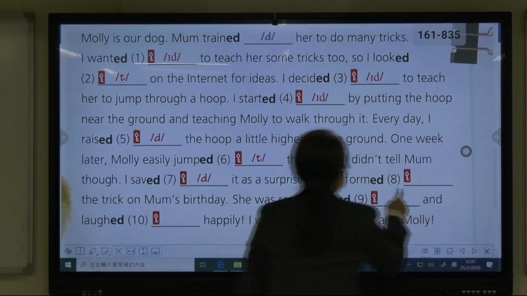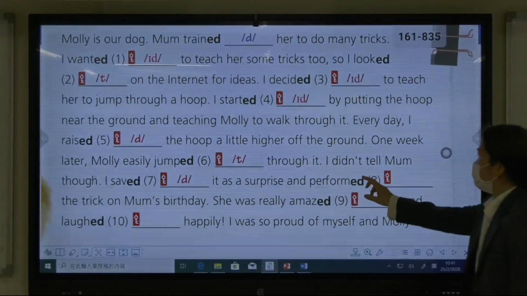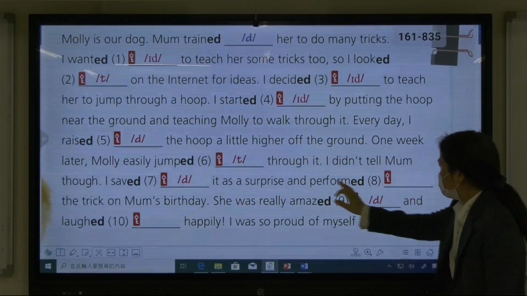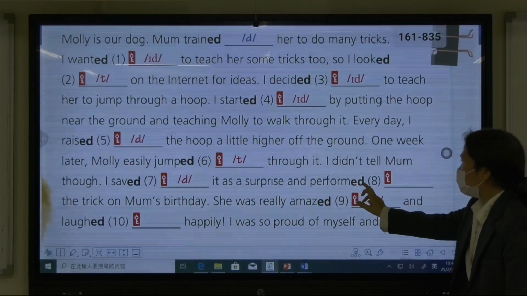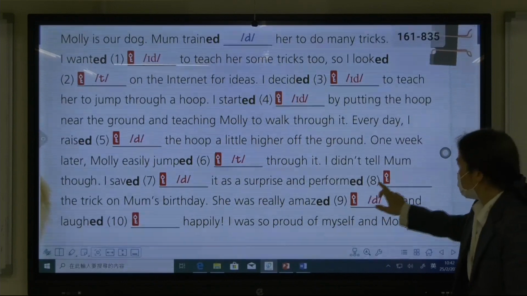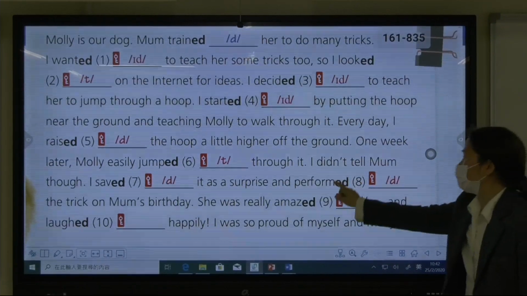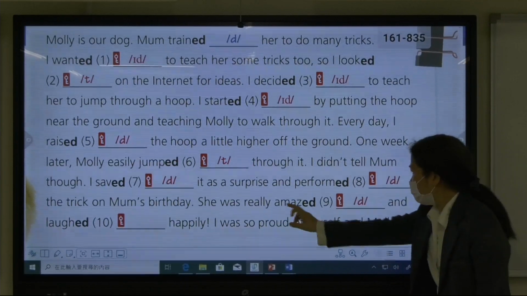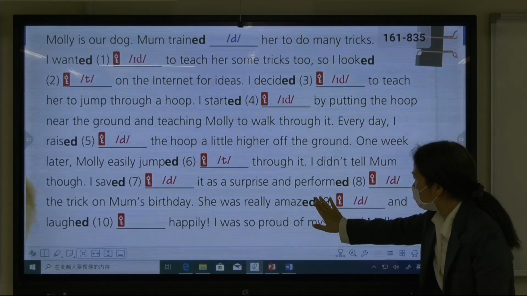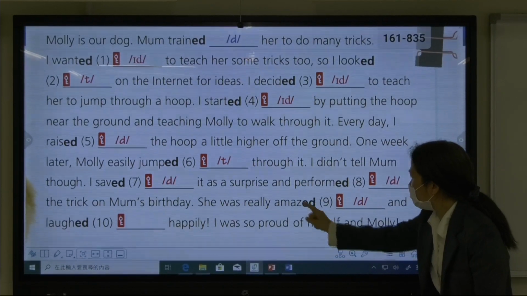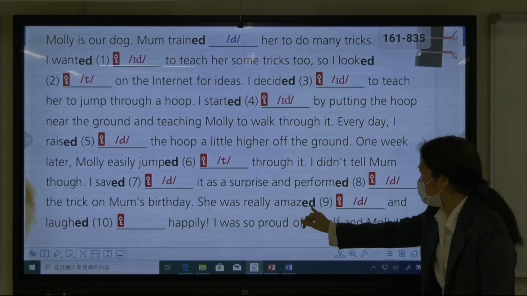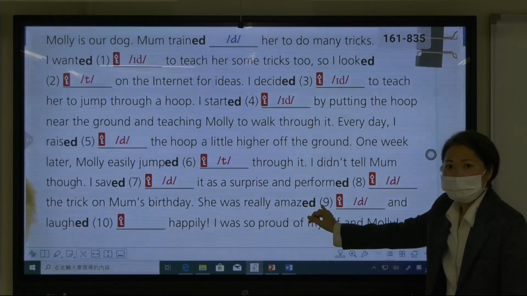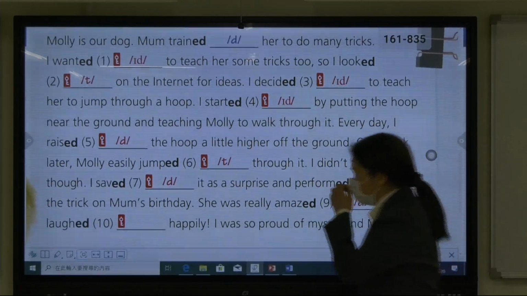And then number 8, this one. This is N, so this one is pronounced as /d/: performed. And how about this one? Amazed. The original word is amaze, with no -ed form, E at the end, so it is a vowel, so we pronounce it as /d/: amazed.